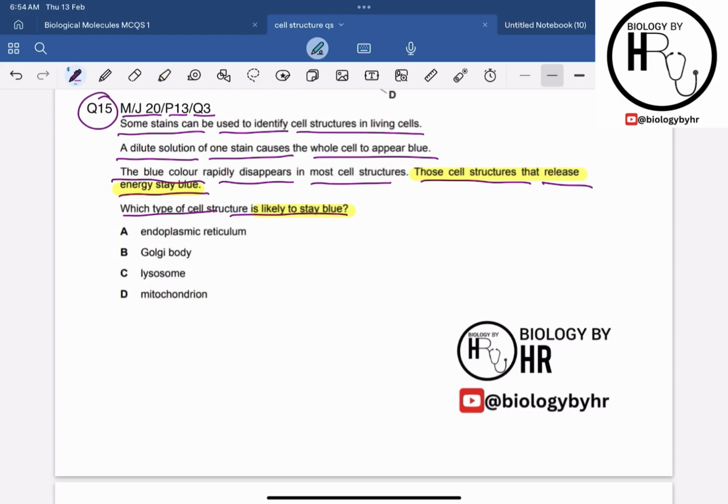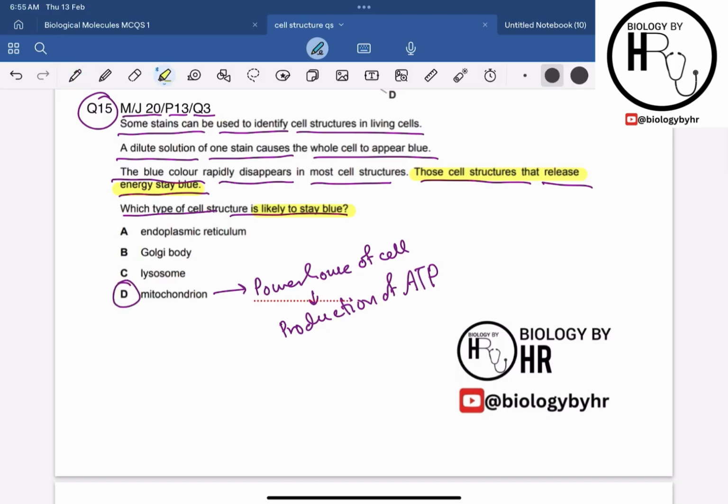We know that mitochondria is known as the powerhouse of the cell. It has a role in the production of ATP, so the ATP is released from the mitochondria. ATP is not released from the endoplasmic reticulum, it is not released from Golgi, it is not released from lysosomes, it is only released from mitochondria. So the correct answer for this MCQ is option D.